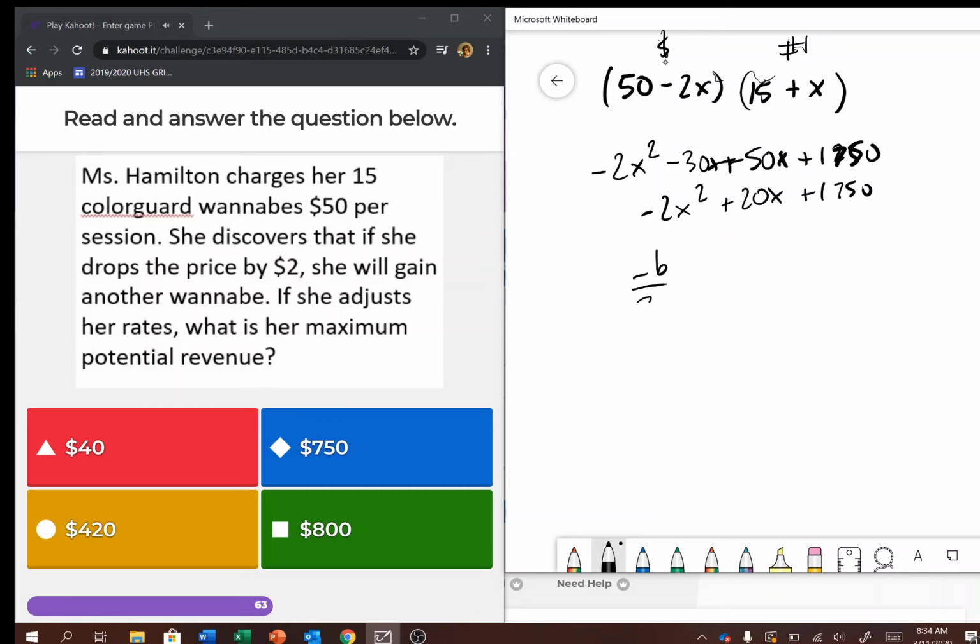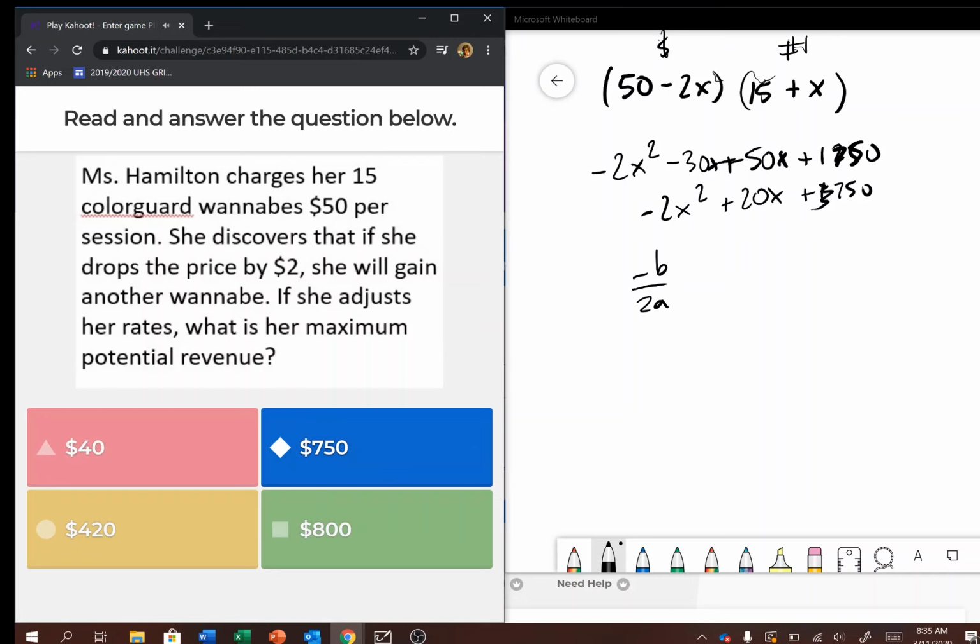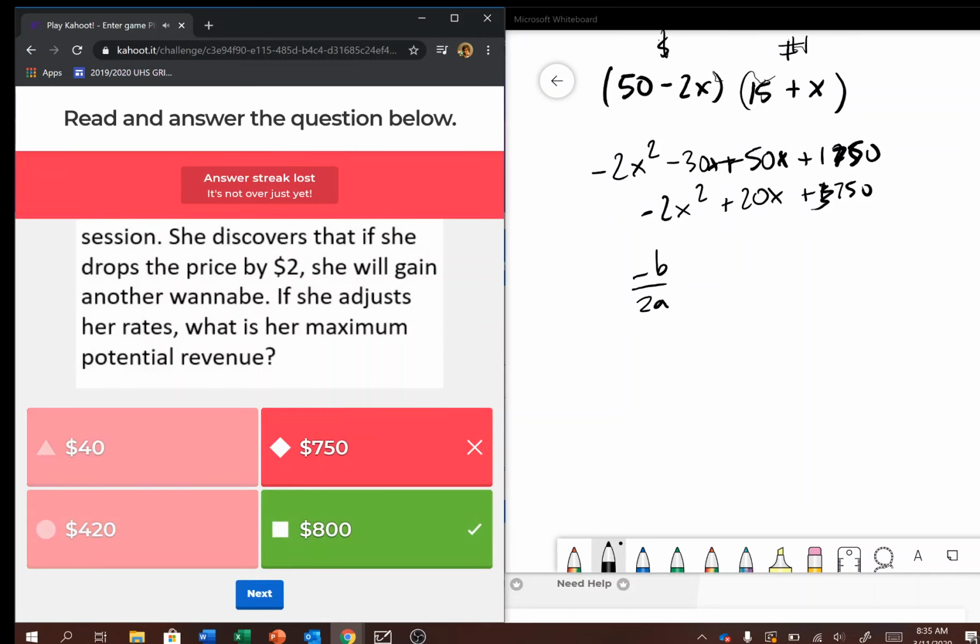And so negative b over 2a. It should be, wait, not 1750, 15 times that, that's 750, not 1750, the answer is 750. What? Hold up. Why did I get that wrong? 15. Oh yeah, I forgot to, that was dumb.